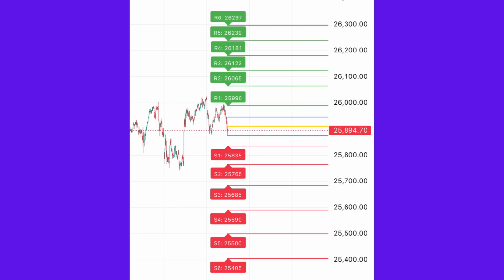Global market analysis. Let's move to today's global cues, which are giving a mixed to negative sentiment. US markets, previous close. Dow Jones, US 30, minus 0.74%, negative. This shows clear selling pressure in US markets. Weak US indices typically create caution for Indian markets.